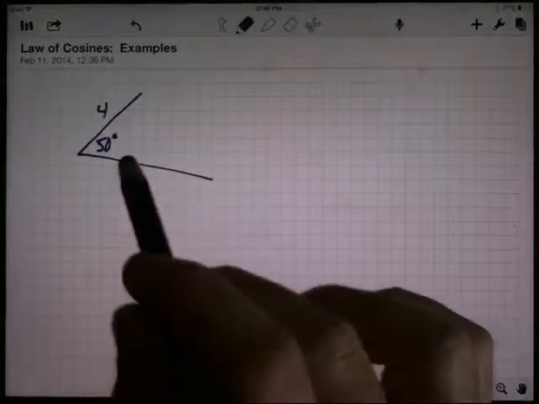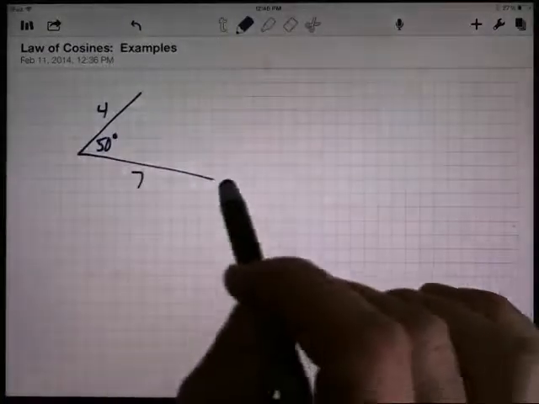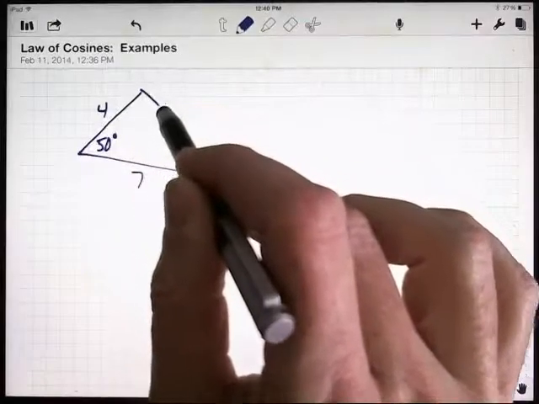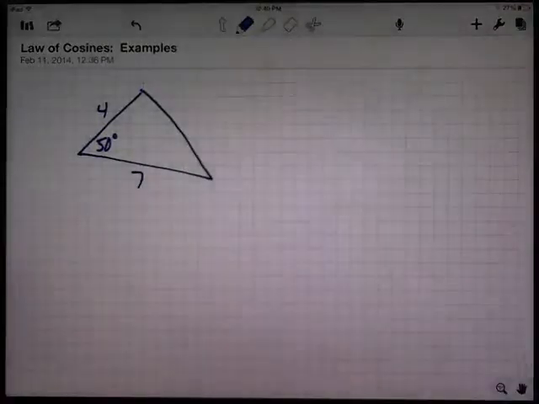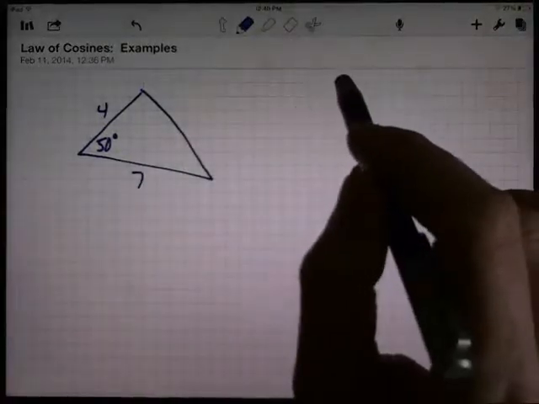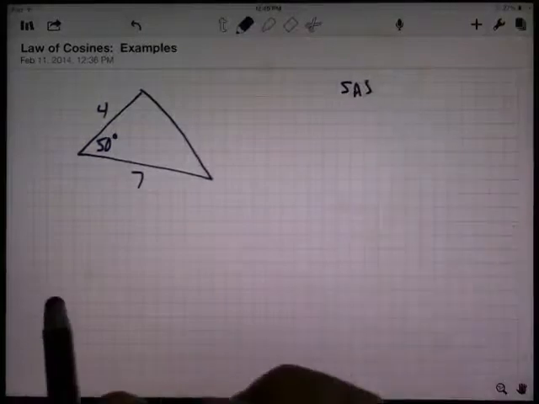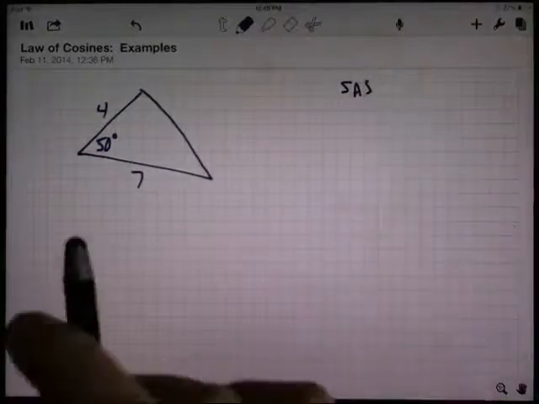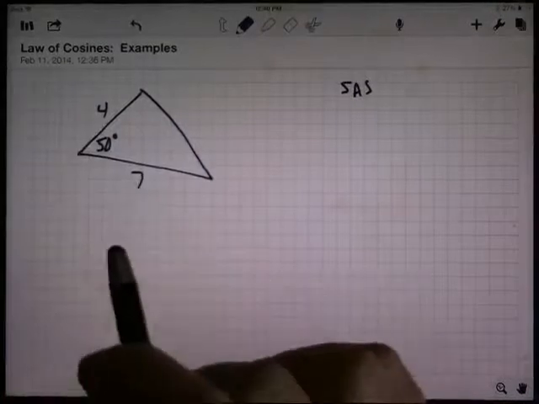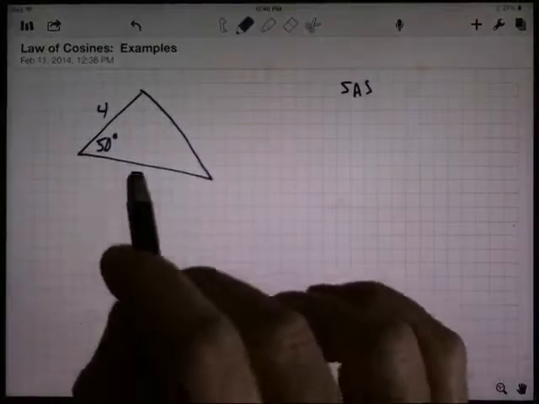If that's the information you have, this is a fixed angle, that's a fixed length, that's a fixed length. There's only one length that this other side could be. This is what we call a side angle side situation. I have two sides and the angle in between them. This is a fixed triangle. Any other triangle with this information is congruent to this one. So I ought to be able to determine what the lengths and the angles are.